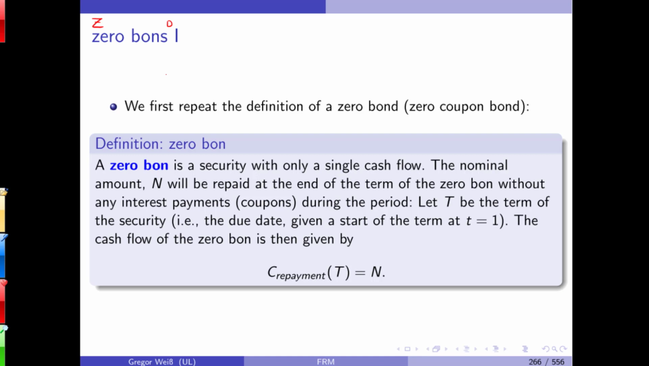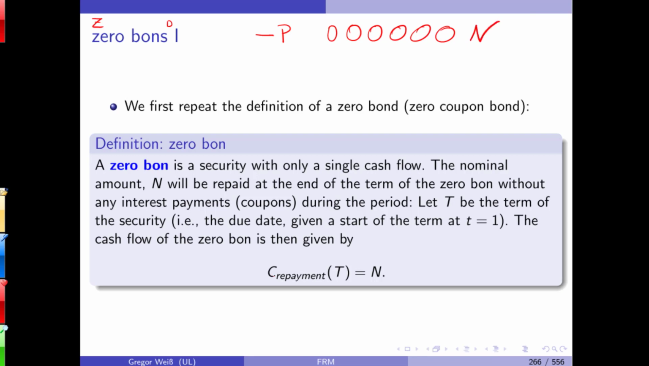What is a zero bond? A zero bond is a security with only a single cash flow, the nominal amount, N, that is repaid at maturity. And let T be the term of the security, that is the due date given a start of the term at T equal to 1. Then the cash flow of the zero bond is simply given by minus the price, 0, 0, 0, 0, 0, 0, and then at some point N.